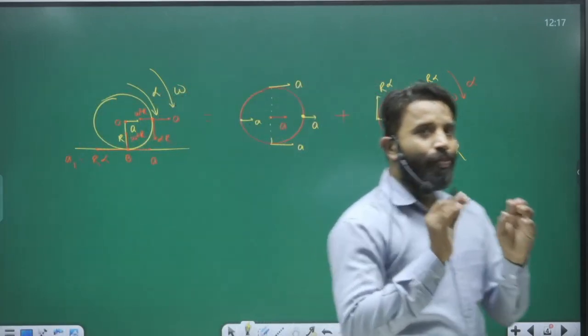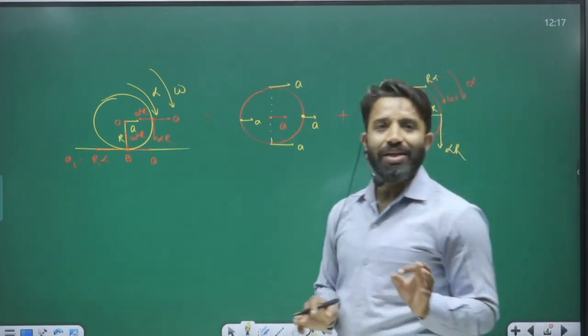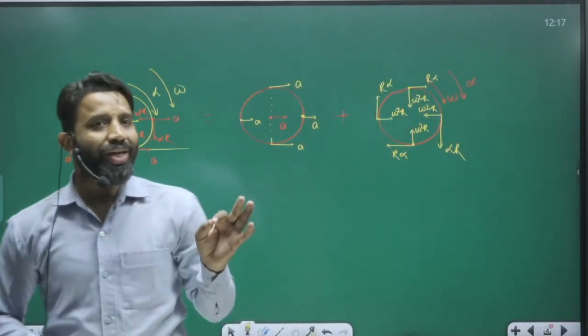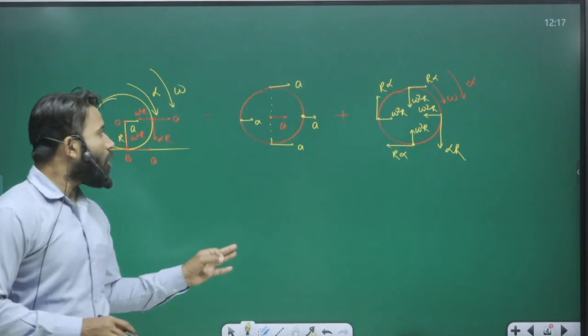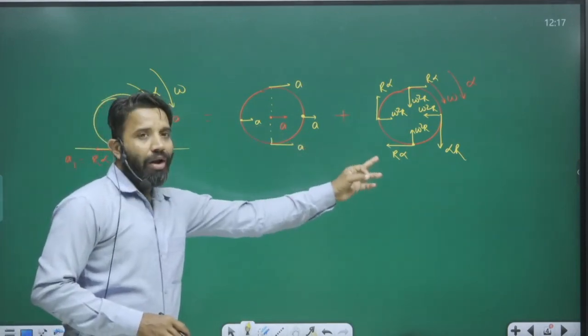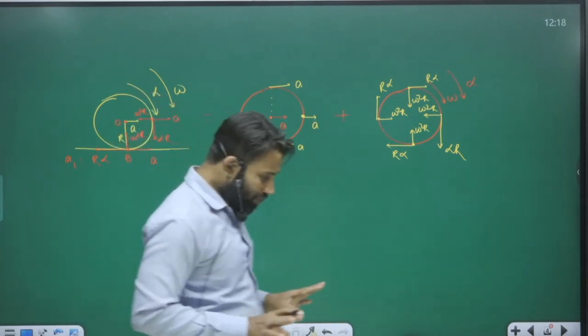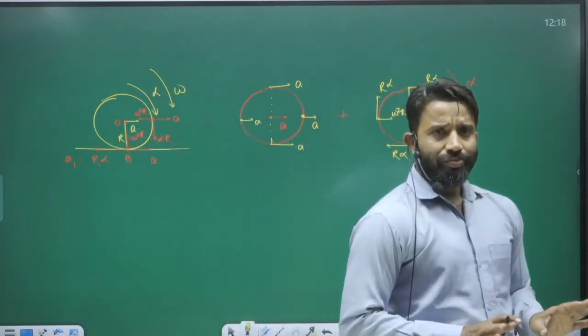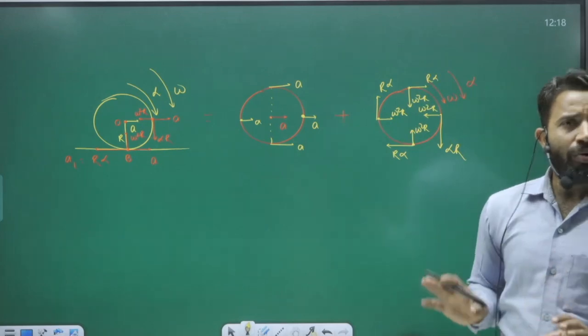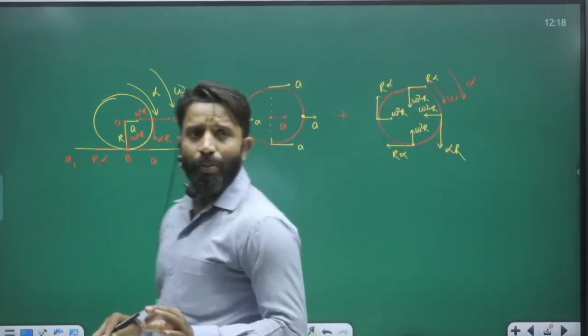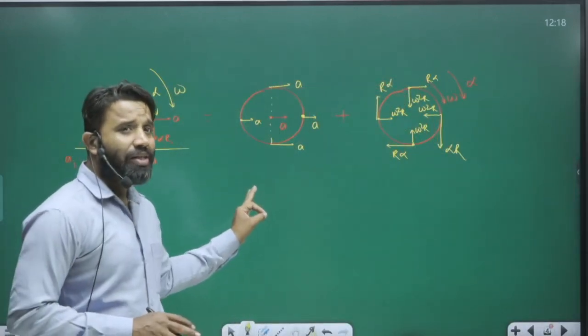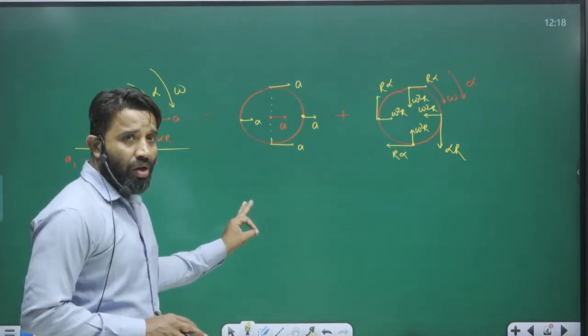And for any point, if you want to find out the acceleration of any point, you need to take the vector sum of omega square r, r alpha and a. Got my point? Clear? This is all about the kinematics of combined translation and rotation.